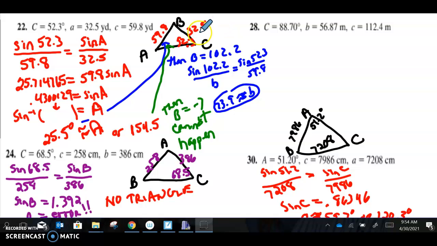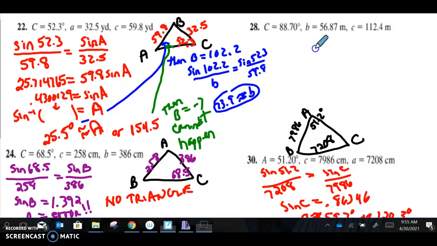So I set up the law of sines. The sine of 52.3 divided by 59.8 equals the sine of A over 32.5. You cross multiply, you divide. I took the inverse sine of this and got 25.5 degrees. But then I know from the unit circle that there's another spot where the sine of that will give me this positive answer. Okay? The sine of what angle gives me this positive answer?